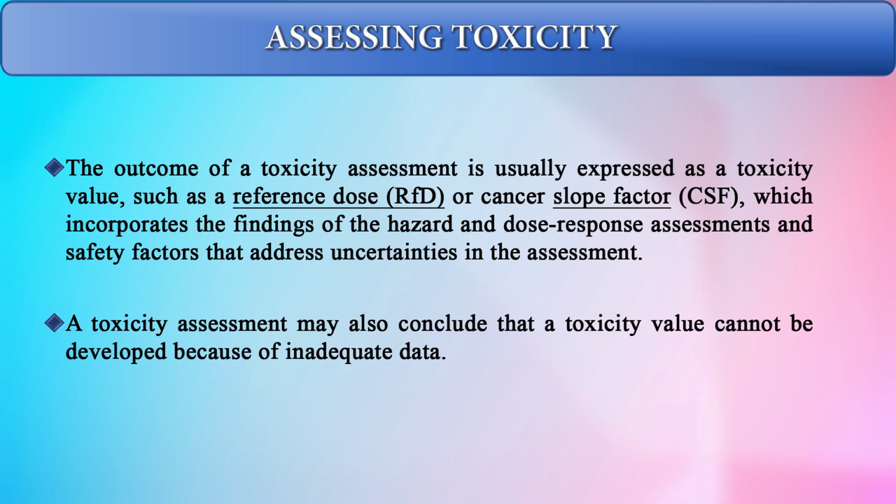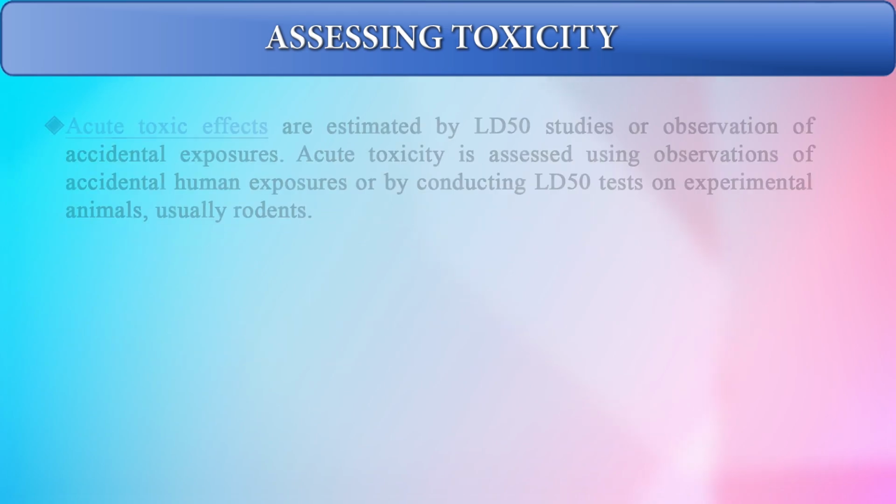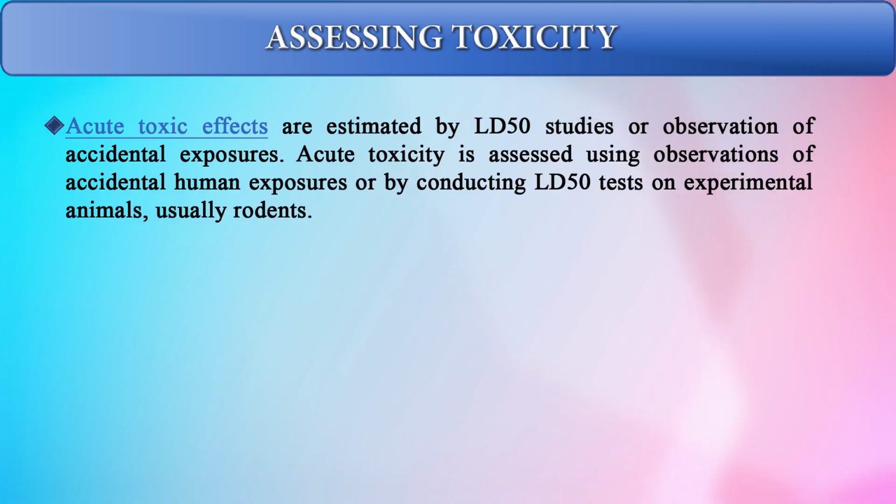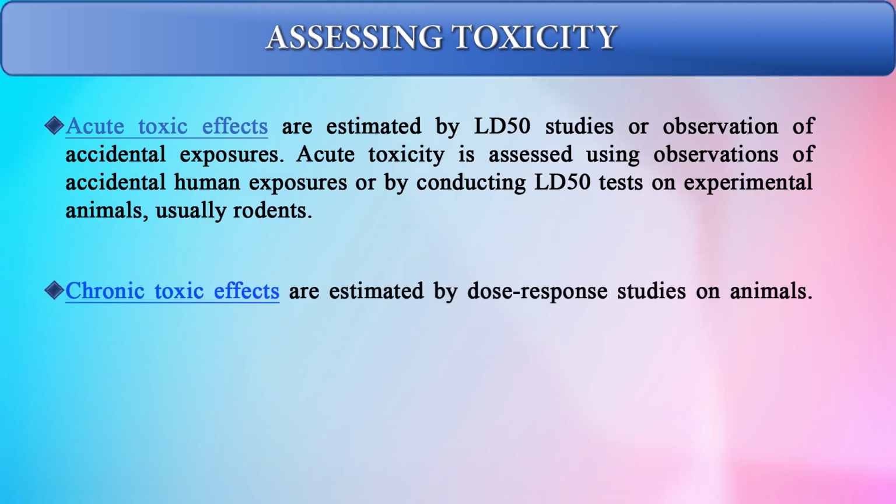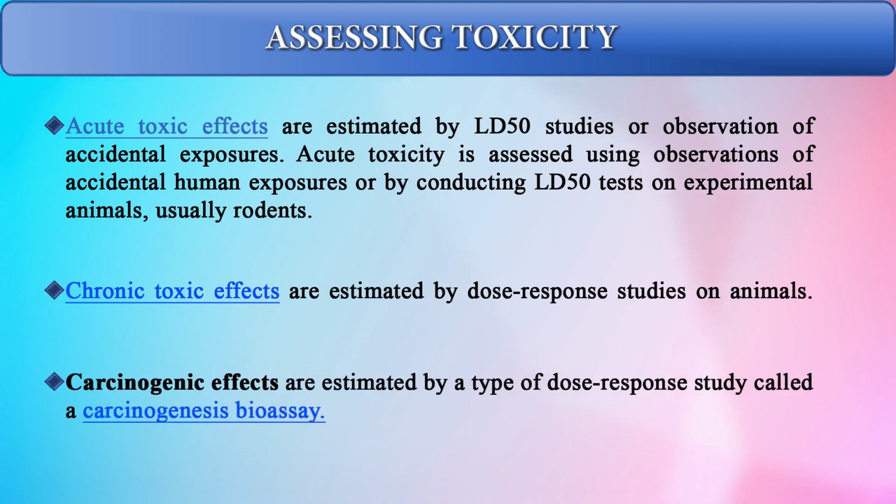A toxic assessment may also include that a toxicity value cannot be developed because of inadequate data. Acute toxic effects are estimated by LD50 studies or observation of accidental exposure. Acute toxicity is assessed using observation of accidental human exposure or by conducting LD50 tests on experimental animals, usually rodents. Chronic toxic effects are estimated by dose response studies on animals. Carcinogenic effects are estimated by a type of dose response study called a carcinogenesis bioassay.